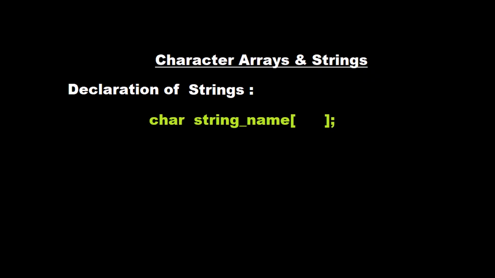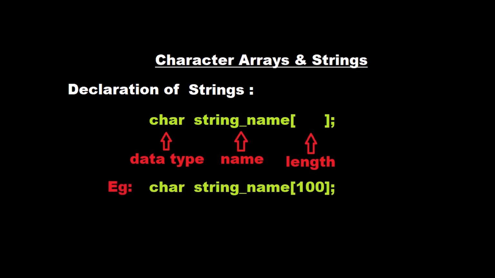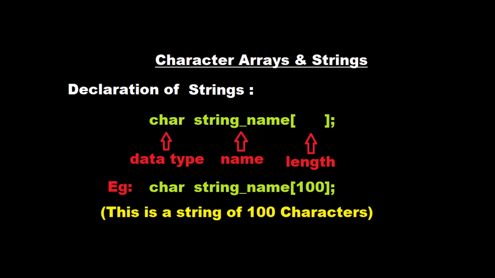As you can see on the screen, the declaration can be like this: char, string name, followed by the length. Here char is the data type, and then we have the name of the string followed by the length. Let me give you an example. Suppose char string name followed by, inside square brackets, 100. So this example represents a string of 100 characters. The length can be different depending on our choice.